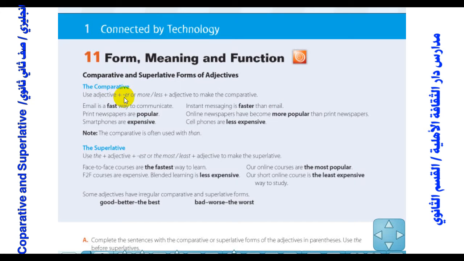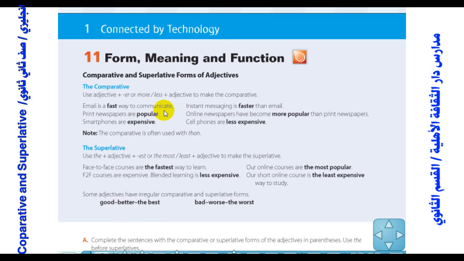We form a comparative by adding er to the end of the short adjectives. For example, planes are faster than cars. In this sentence, I am making a comparison between planes and cars. And I have used the form faster followed by than.